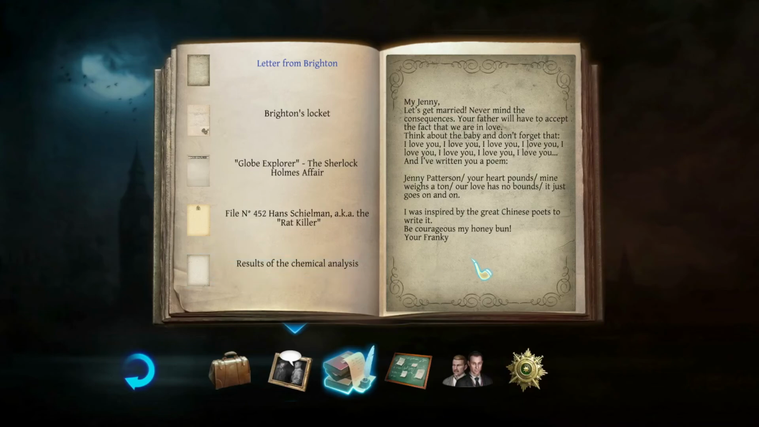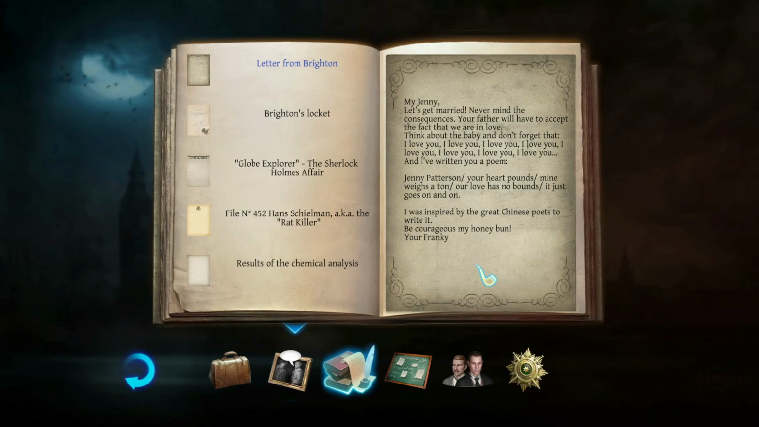Letter. My Jenny, let's get married. Never mind the consequences. Your father will have to accept the fact that we are in love. Think about the baby and don't forget that. I love you, I love you, I love you. And I've written you a poem. Jenny Patterson, your heart bounds. Mine weighs a ton. Our love has no bounds. It just goes on and on. I was inspired by the great Chinese poet to write it. Be courageous, my honey bun. You're Frankie.